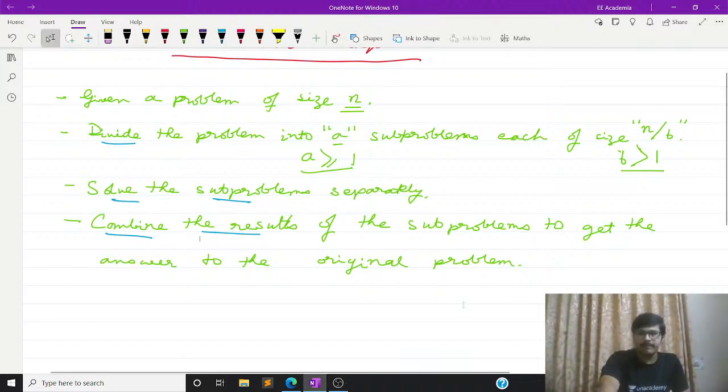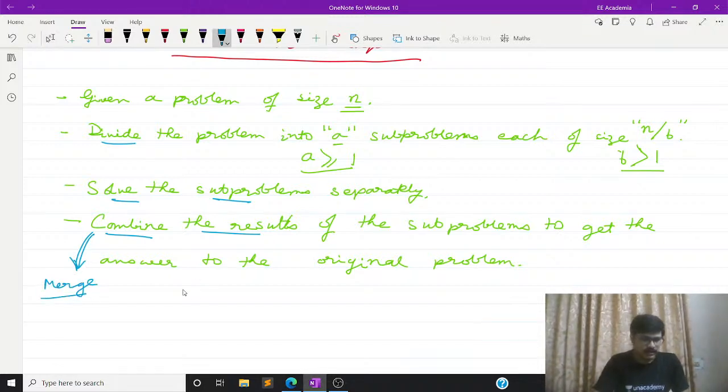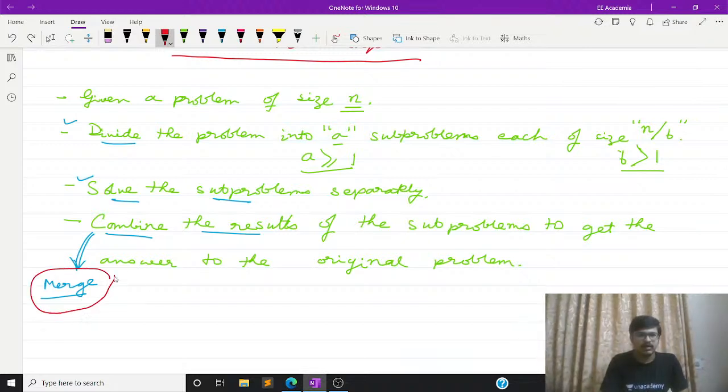Now this step you can write as combine, or maybe you can write it as merge. In some problems you can skip this merge step. Some problems just require you to divide and solve the subproblems, and then you can just get the result. So the merge can be ignored in some problems, but some problems will require it. This merge is not a compulsory step. It is an optional step depending on the problem.